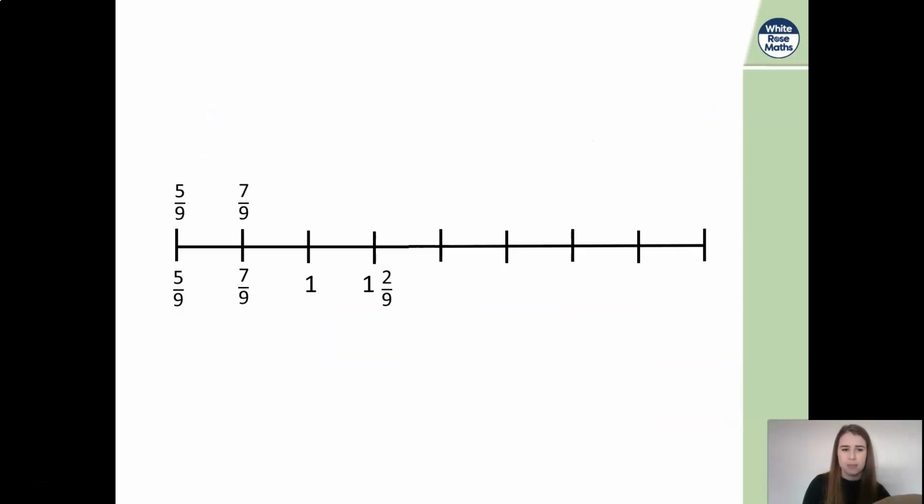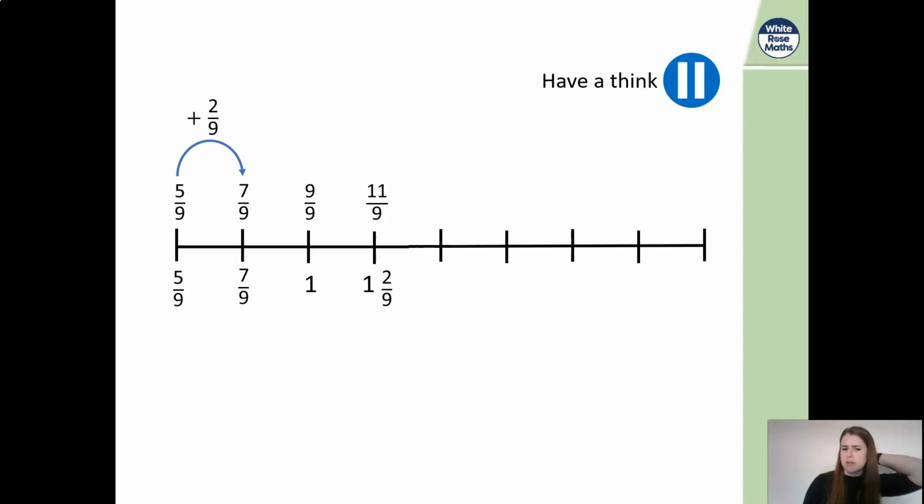Okay? So let's have a think of this one here. How do I get from 5/9 to 7/9? I'm going to add 2/9 to it. Okay. So then to get from 7/9 to 9/9 and then 11/9, I continue to add on my 2/9. Now here you can see I've gone from 5/9, 7/9, 1 whole. And then it's gone 1 whole and 2/9. And then it's going to be 1 whole and however many ninths. So what you do is pause the video. Can you complete the number line top and bottom?